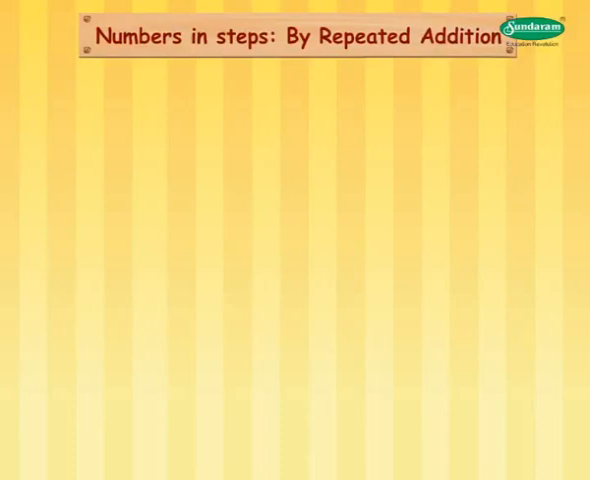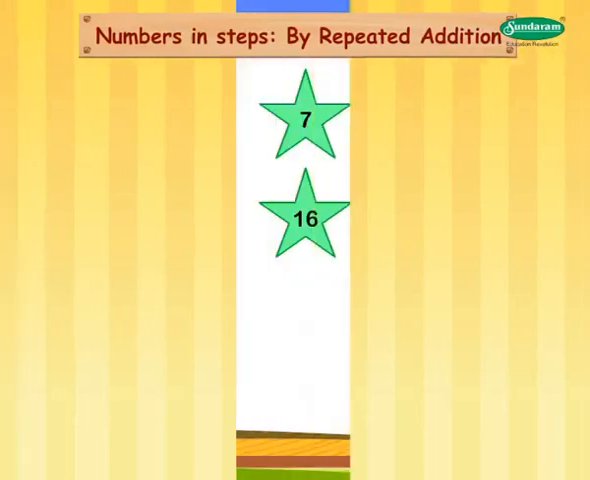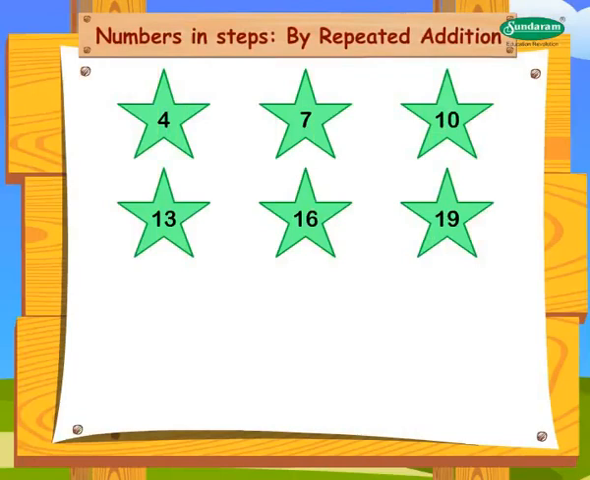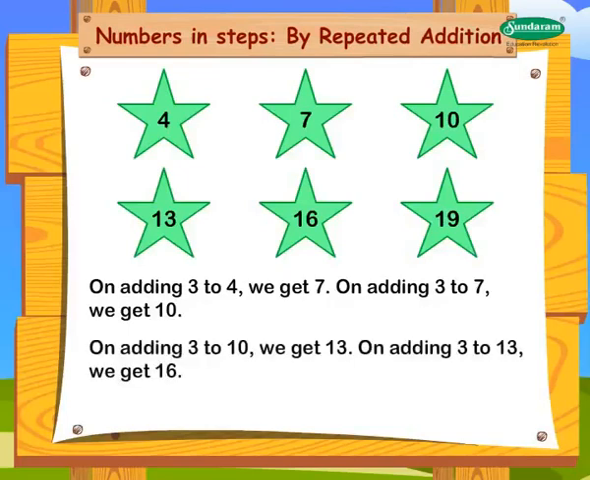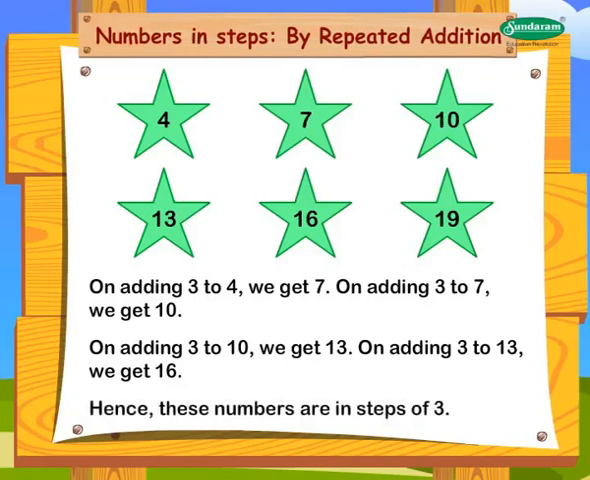Numbers in steps. By repeated addition. 4, 7, 10, 13, 16, 19. On adding 3 to 4, we get 7. On adding 3 to 7, we get 10. On adding 3 to 10, we get 13. On adding 3 to 13, we get 16. Hence, these numbers are in steps of 3.